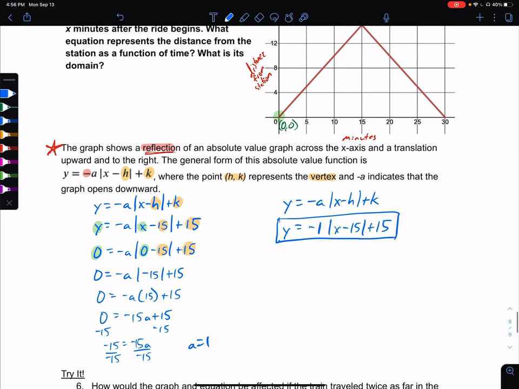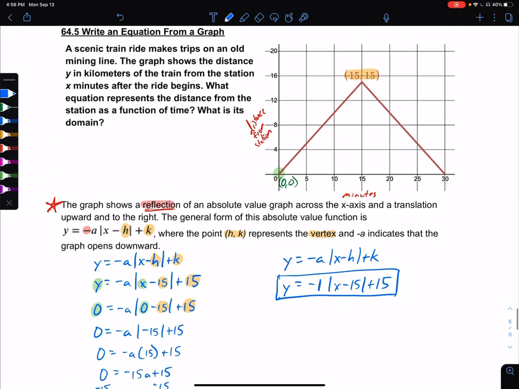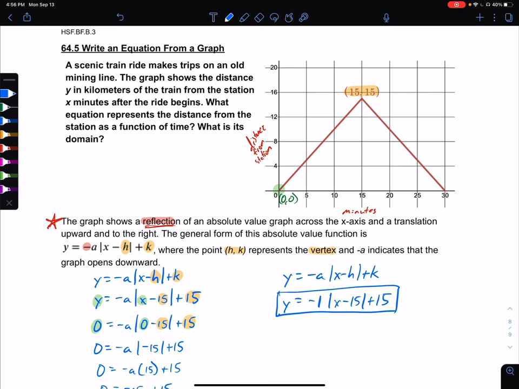The second question, what is its domain? Well, we can go back to our trip. Domain being our x values, we started here and the trip ends here. So my domain would be 0 to 30.